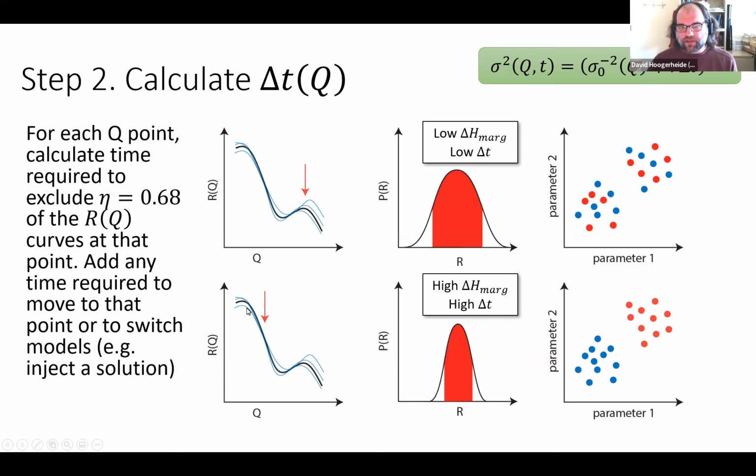This one, on the other hand, the R of Q curves are all very tight. They all sort of cross at this region. So this is a rather tight P of R distribution. It's going to take you a long time to get there. In other words, even though you get a lot of information from this measurement, it takes you a long time to get there. And this may not be the optimal one.